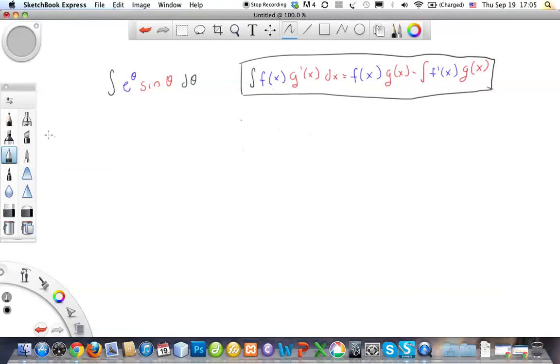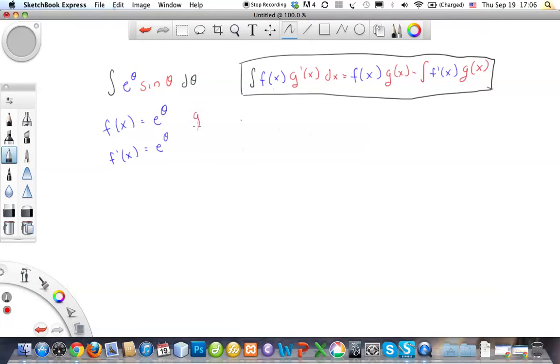So first off, since we have f of x and g prime of x, I'm going to assign that in blue. I'm going to assign f of x equal to e theta. F prime of x is equal to e theta again, because when we take the derivative of e to the theta, it's going to be e to the theta.